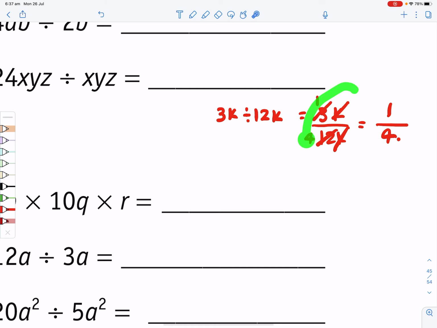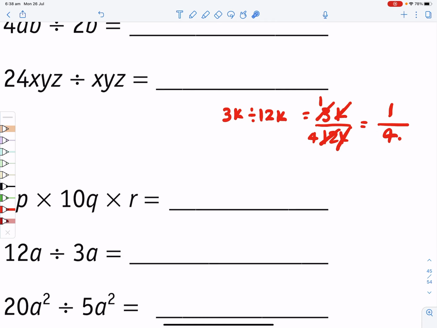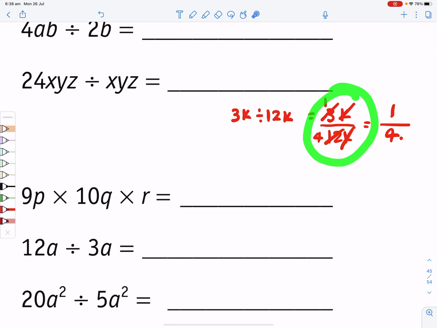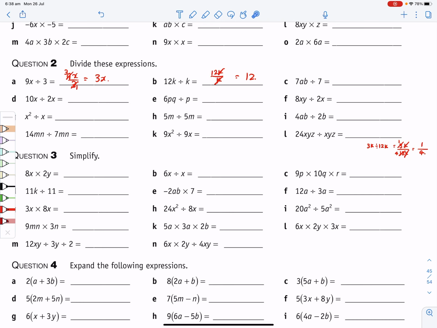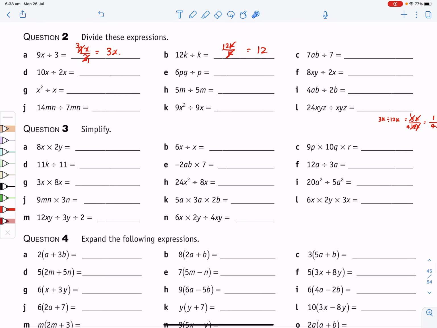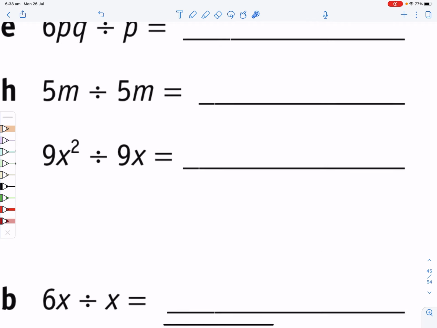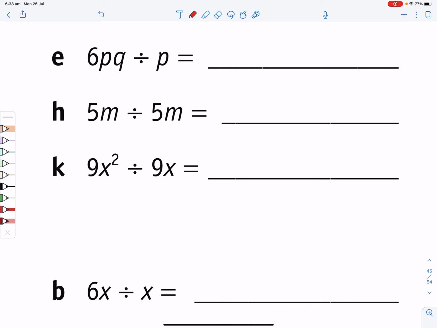If you don't write it like this, you're much more likely to make a mistake if you try and go straight from here to the answer. So I recommend always rewriting the question like this. It's much easier. Let's have a look at question 2h. 5m divided by 5m.